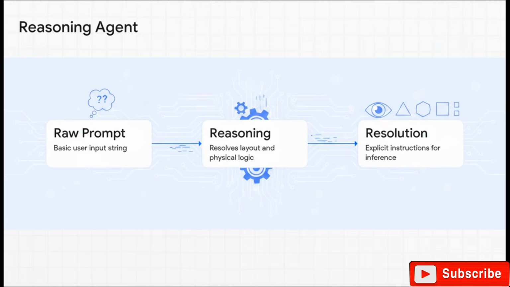Step 1 is just your raw prompt, the basic user input. Step 2 is where the magic actually happens, the reasoning phase. The agent takes your prompt and explicitly thinks through the layout, the object placement, physical logic, missing contextual details, even how text should be rendered. It essentially restructures your simple prompt into a fully logical scene. Finally, Step 3 produces the resolved knowledge. This is a highly explicit instruction set that gets fed directly into the inference engine. It is literally resolving the physical logic of the scene before rendering a single pixel.